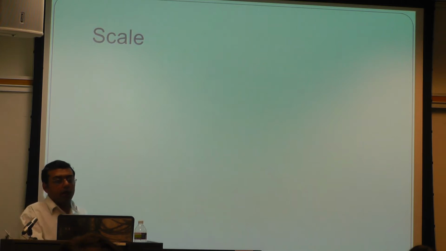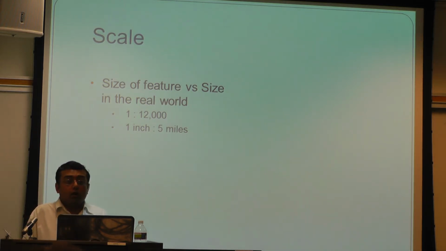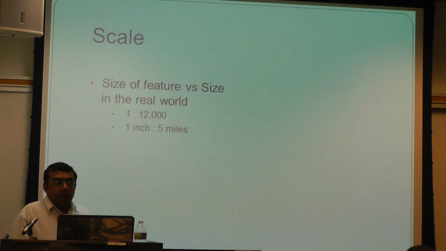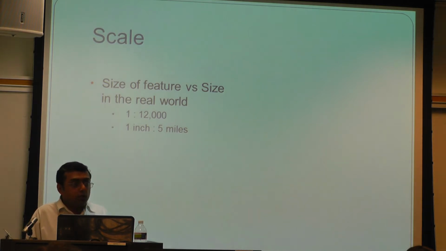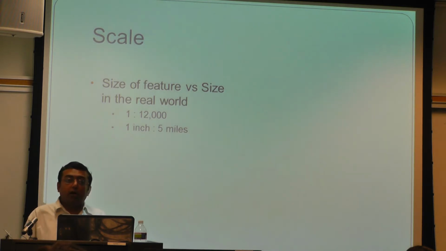The third concept we learned today is scales. What are scales? We all know how scales are typically represented on paper maps. For instance, if I say a scale is 1:12,000, that means the real world object is 12,000 times the object on your map. And that's the same with GIS maps. There's another type of scale which represents distance. When I say 1 inch is equivalent to 5 miles, that means every inch on your map corresponds to 5 miles in the real world.